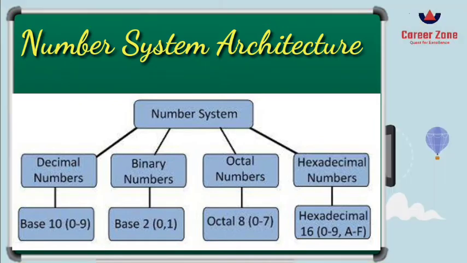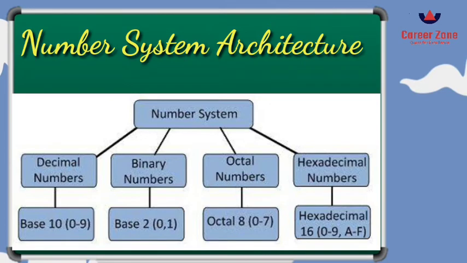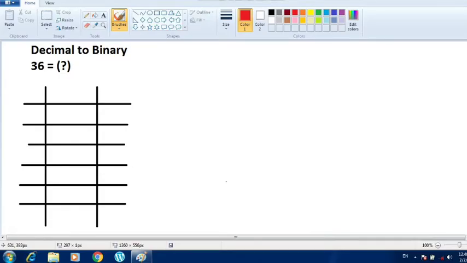Now let us see the conversion, that how we can convert decimal to binary and binary to decimal. Let us begin converting the number from decimal to binary. You can see on the screen I have written decimal to binary. I am going to convert this number 36, and I want to find out what is the binary number of this number 36. As we know that the base of binary number is 2 and the base of decimal number is 10, so we are going to divide this 36 by 2.